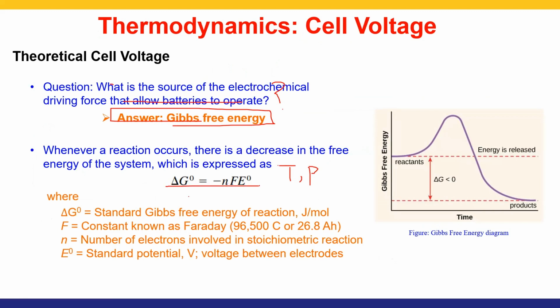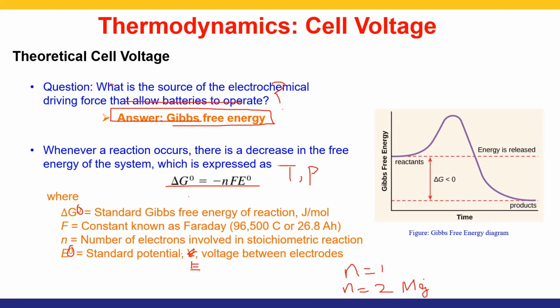F is a constant known as the Faraday constant. n is the number of electrons involved in a stoichiometric reaction. E is the standard potential. If you are running the reaction in a standard condition, we will put a 0 on top of G and on top of E. So if you are running a lithium-ion battery, n equals 1 because we have Li+. And if you are running a magnesium-ion battery, n equals 2 because we have Mg2+.